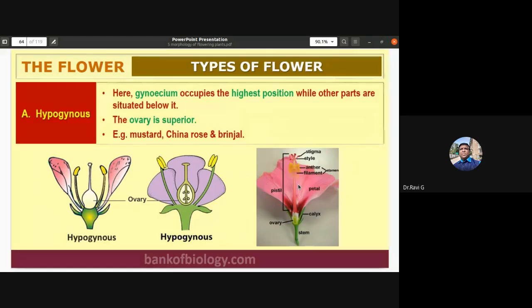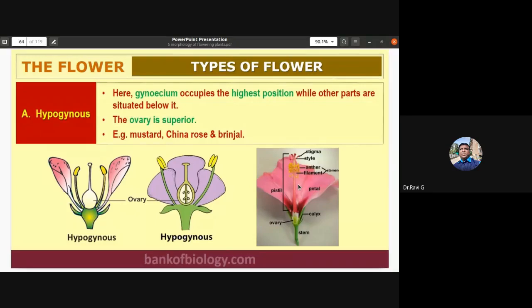So hypogynous, split the word. Hypo means below, gynous means gynoecium. So here the gynoecium, the ovary, occupies the highest position, while other parts are situated below it. The ovary is superior, and the calyx, corolla, and androecium arise from below the gynoecium. Examples for this hypogynous flower are mustard, China rose, brinjal. So they are all hypogynous flowers.